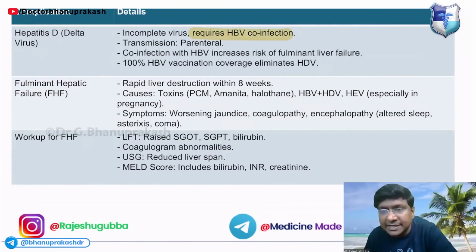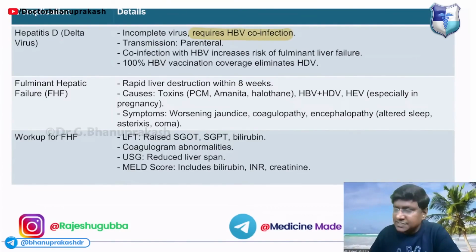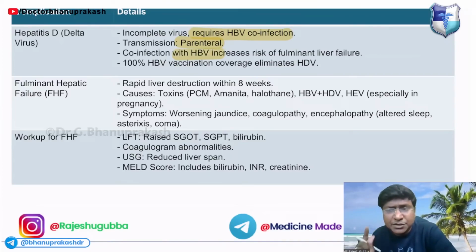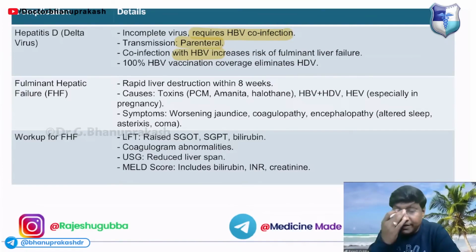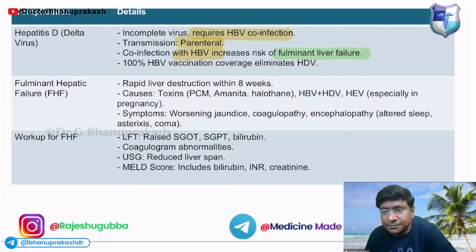So this requires the hepatitis B co-infection. And how is it being transmitted? That is the parenteral route. So what is it required for? The life of it, that is HBV. So HBV should always be present. Now, whenever there is HBV co-infection, there is an increased chance of fulminant liver failure.